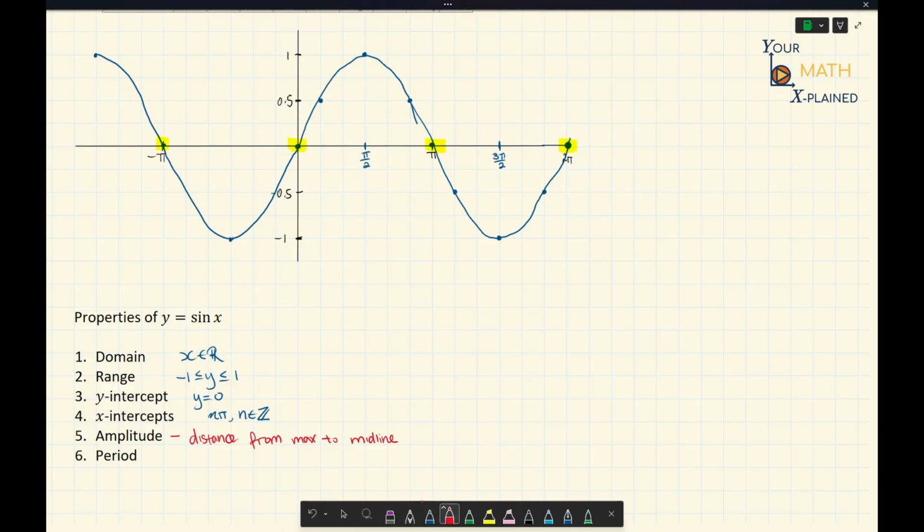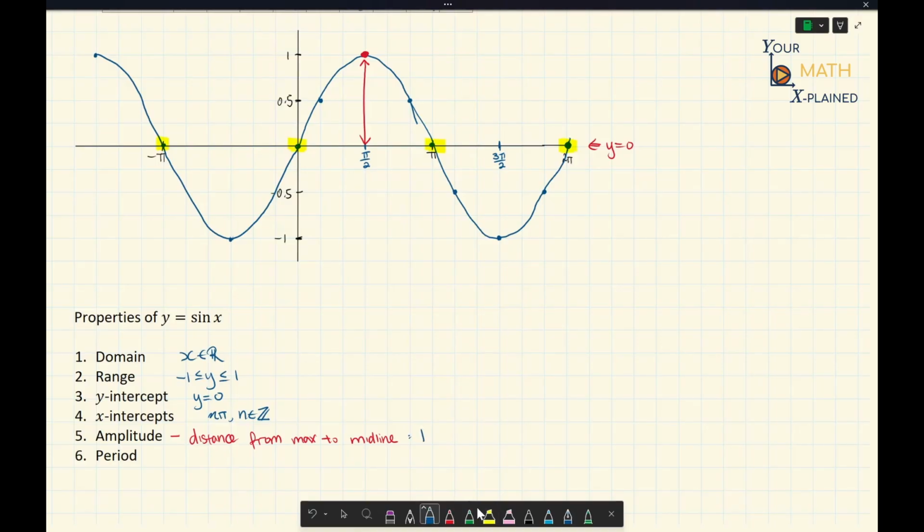So looking at our graph, we can see the midline is at y equals 0 because half the graph is above it and half of the graph is below it. And the maximum distance happens right over here. So the amplitude is this distance right there. And because we know that the maximum is 1 and our midline is 0, then our amplitude is going to be 1.